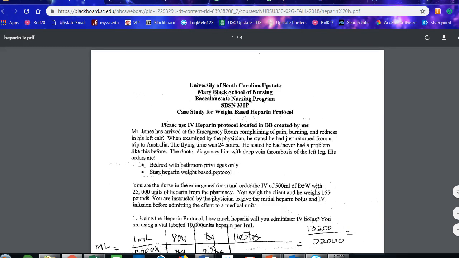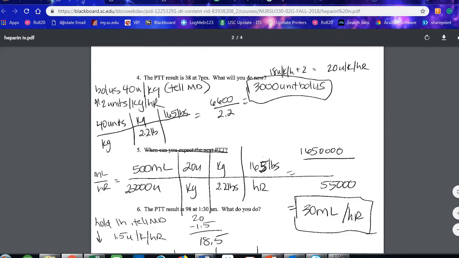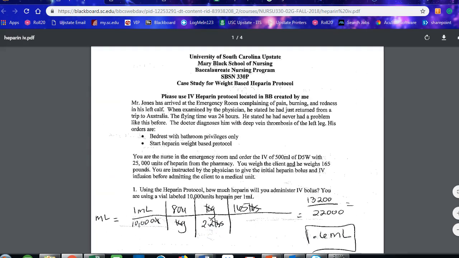Okay, so I've created a weight-based heparin protocol. It's right there, and that's what you need to use to answer the case studies. Every place that you will work at has a different protocol as far as heparin goes, so you just have to know what the protocol is at that facility. They are all on the employee portal in my case, but wherever you work, you will be able to access it.